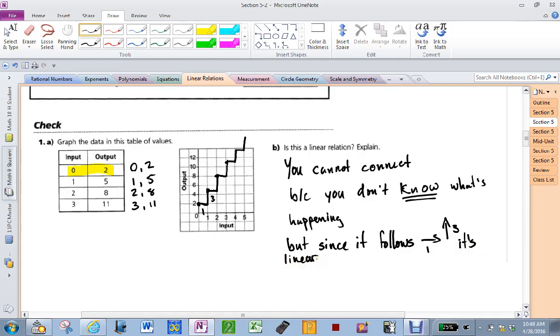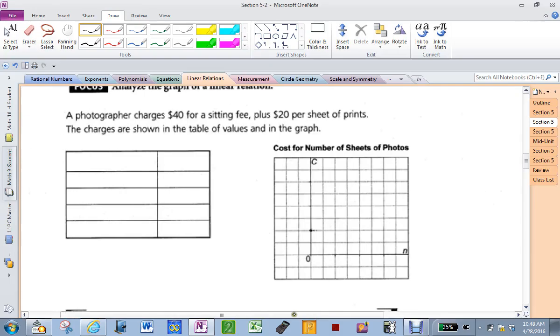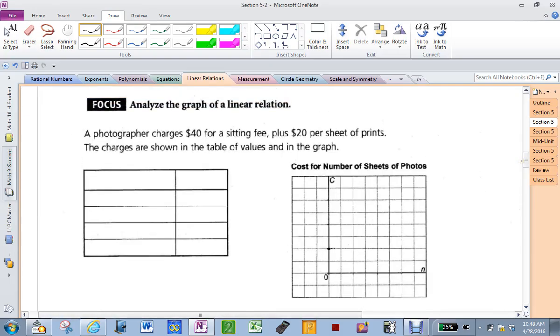Now, does the pattern have to be 1 and 3? No. Of course not. It can go over 7 and up 2. But if it keeps doing that over and over again, it's a linear relation. Whether you connect the dots or not depends on what the information is. Okay? And I'm going to show you what I mean by that right now. So, a photographer charges $40 for a sitting fee and $20 per sheet. The charges are shown in the tables and in the graph.